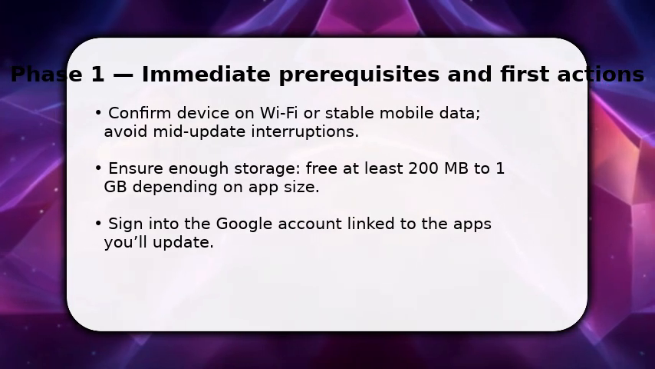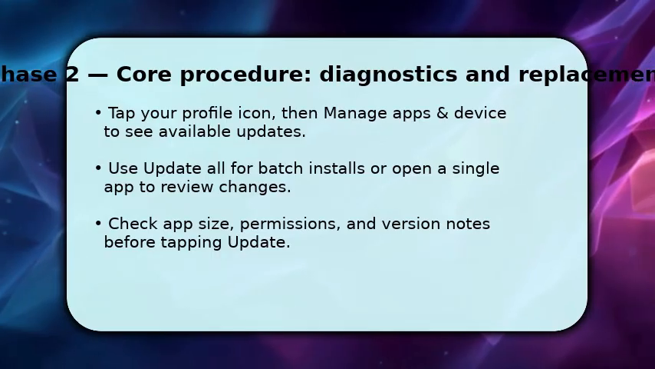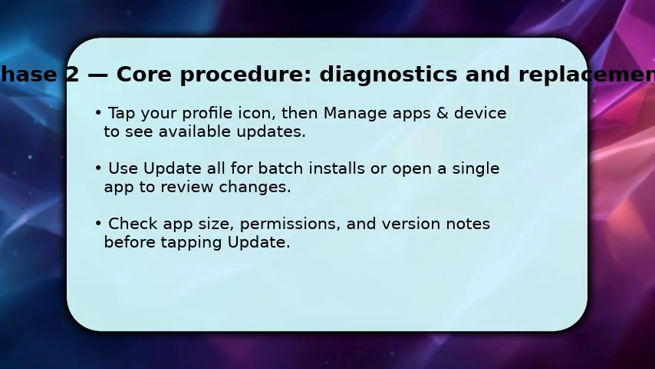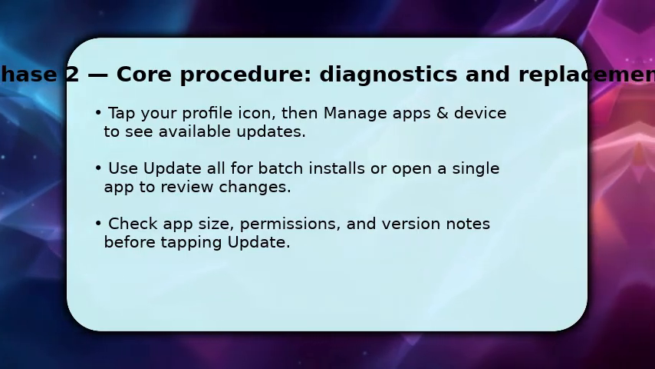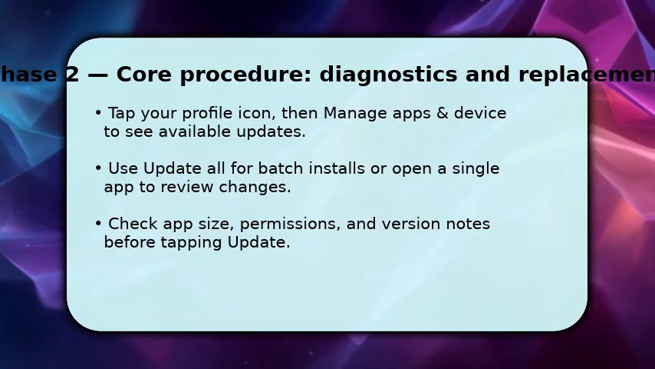You now navigate Play Store, Profile, Manage Apps and Device, because that shows pending updates and storage impact. Once there, tap Updates Available. You can choose Update All to speed things up or select individual apps to view permission changes and release notes.